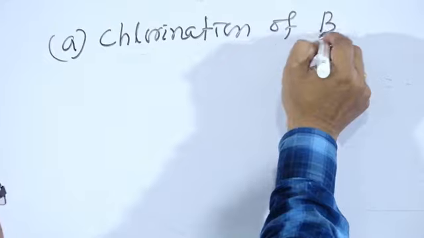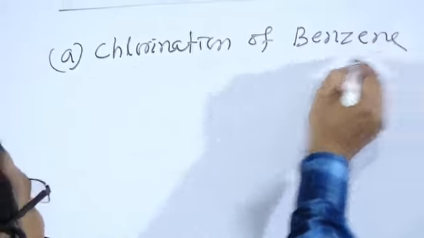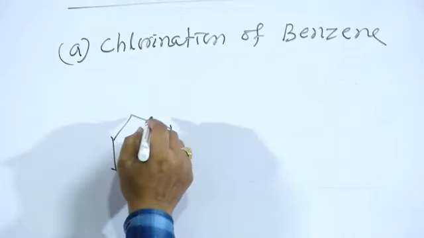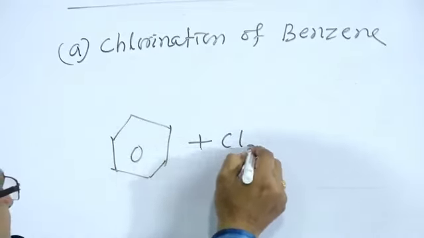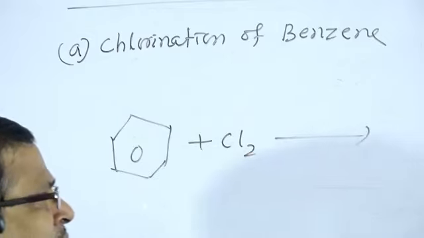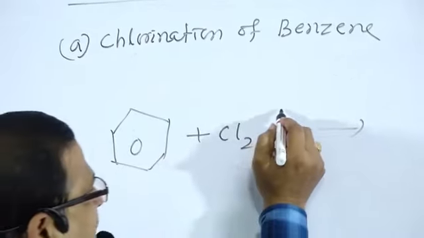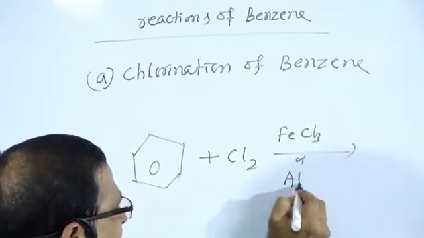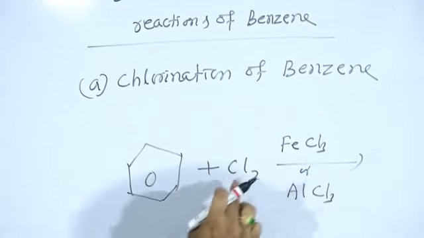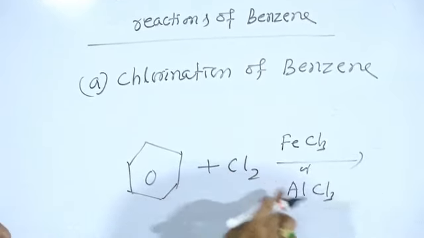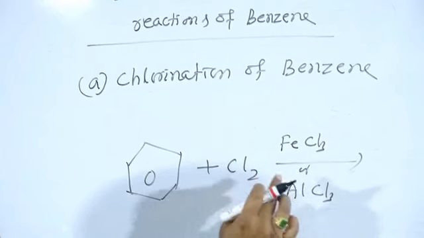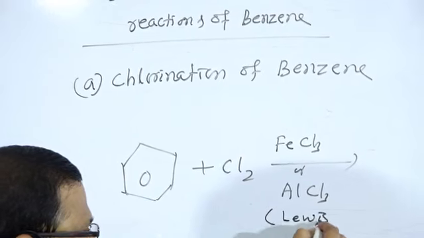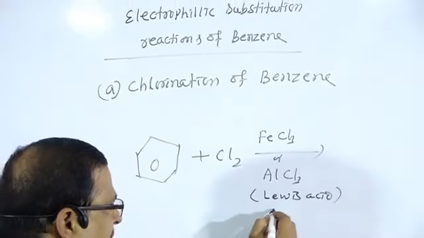Chlorination of benzene. Benzene reacts with chlorine in the presence of Lewis acids, electron deficient molecules like FeCl3 or AlCl3. That is the halogen carrier, and the Lewis acid will act as the catalyst.